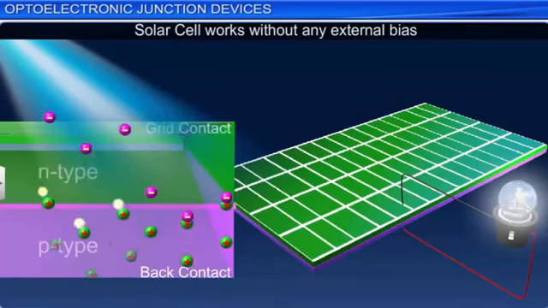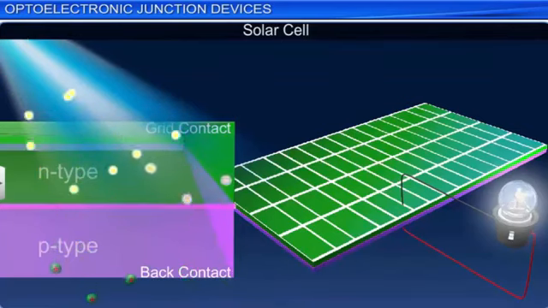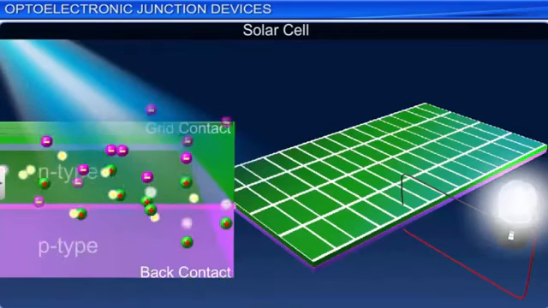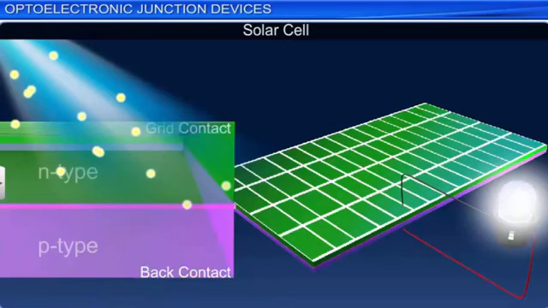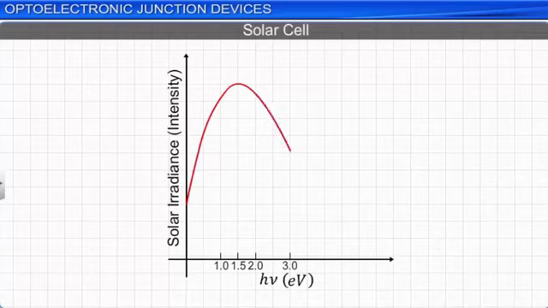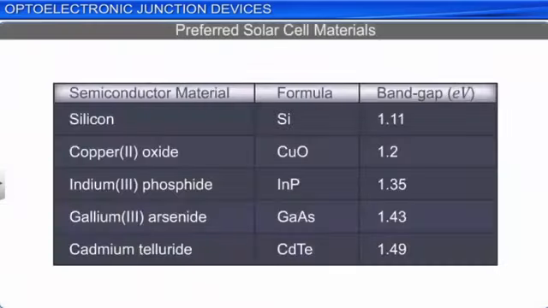However, just like a photodiode, the photocurrent produced by a solar cell depends on the intensity of the incident light. If we plot the intensity of solar radiation against its energy, we find that the maximum intensity radiation is produced by photons having energy equivalent to 1.5 electron volts. Thus, semiconductors having band gaps lower than 1.5 electron volts are used in the manufacturing of solar cells. Here are a few examples.